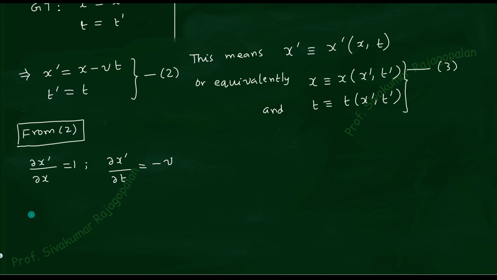Okay, one more partial derivative you can write down: ∂t'/∂x. How much is that? 0. There is no x, right? So 0. And we can also write one more partial derivative: ∂t'/∂t. So t equal to t' means what? 1.